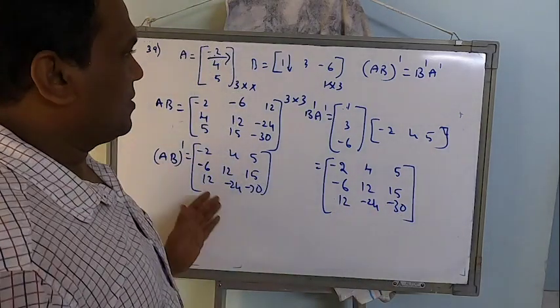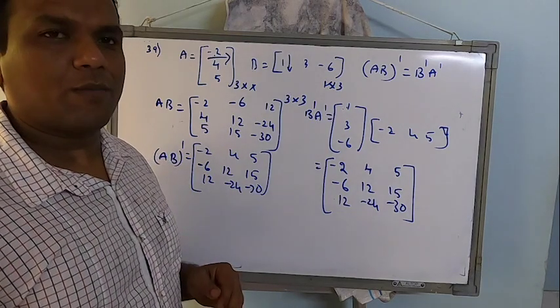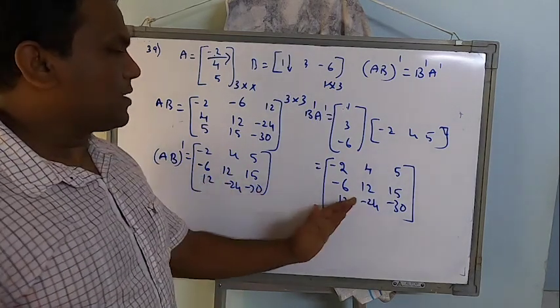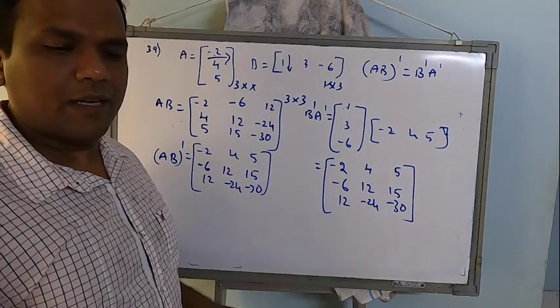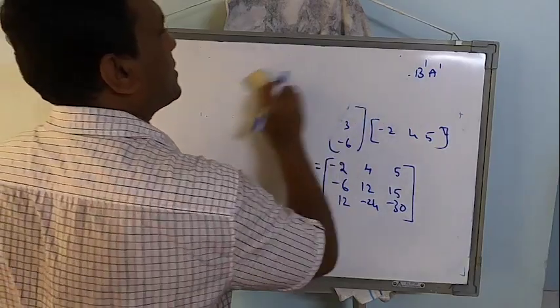And for this much they will give you 5 marks. Lucky if you are getting such a problem. So you can just compare these two, both are equal, hence the given condition holds true. So that's the 5-mark problem you can expect.